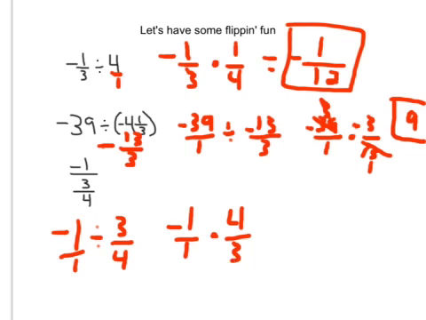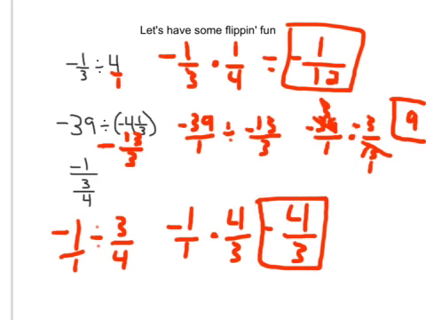So now we get to have the fun. 1 times 4 is 4. 1 times 3 is 3. And a negative times a positive is a negative. So negative 1 divided by 3/4 is negative 4/3. Again, simplified already, so we don't need to do anything else with it.